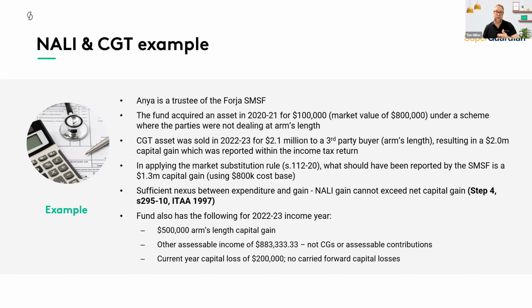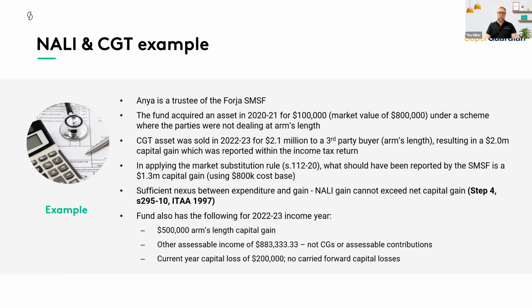But we've got a market value of 800,000 here versus 100,000 under the scheme where the parties weren't dealing with each other at arm's length. The asset sold for $2.1 million to a third party in the 22-23 year, which results in a $2 million gain in accordance with that original 100,000 acquisition. So in the taxpayer's eyes, there's a $2 million gain, right?